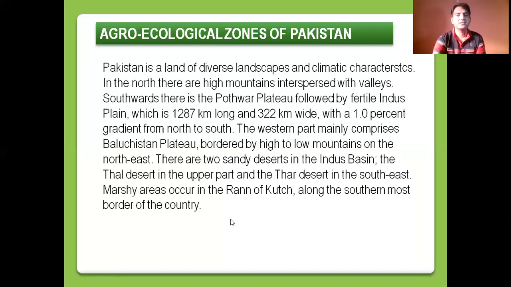Marshy areas occur in the Rann of Kutch, which is based on marshy areas along the southernmost border of the country. So this is the physiographic explanation of Pakistan.